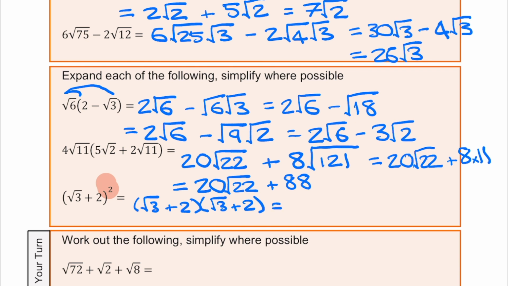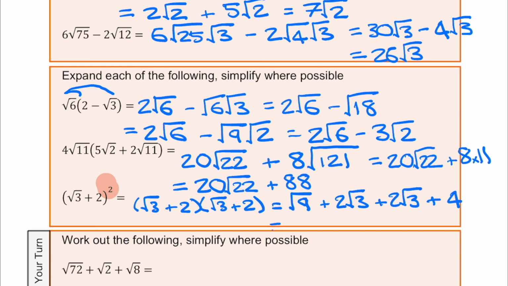Hopefully you're confident with expanding double brackets as well. Let's do that now. I need to do the root 3 times by root 3. Combine those two separate surds into 1. I need to do a root 3 times 2. Give me a 2 root 3. Then I need to do another 2 times root 3. And then the final part is the 2 times by 2, which is going to give me 4.